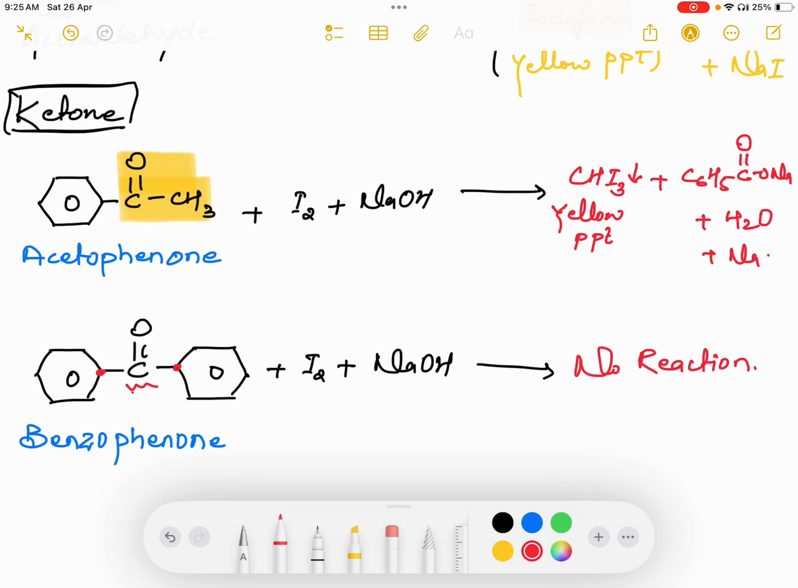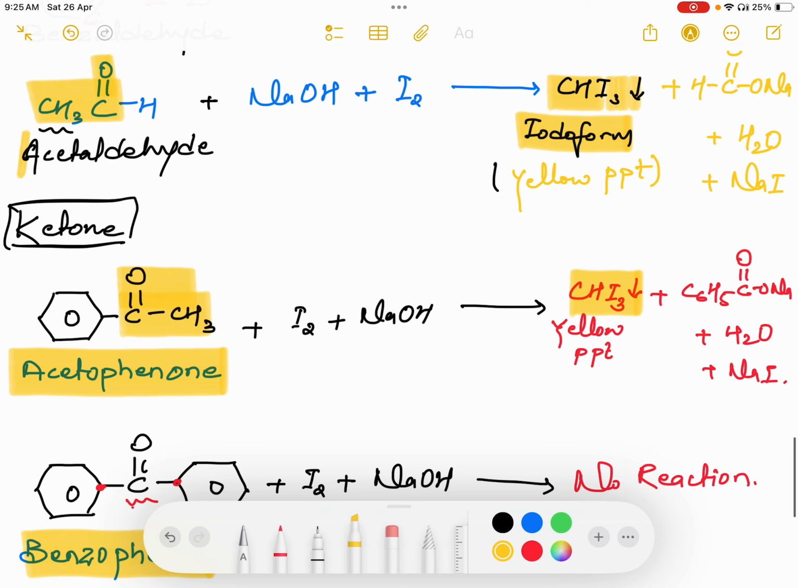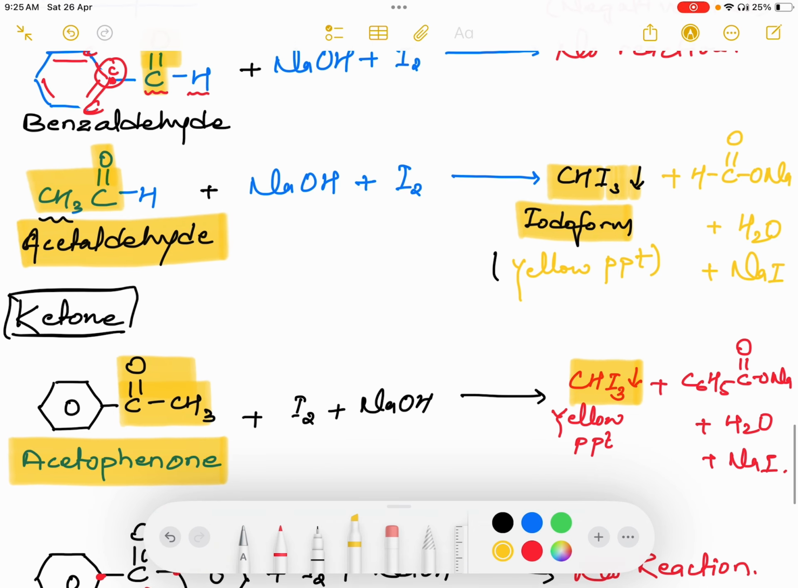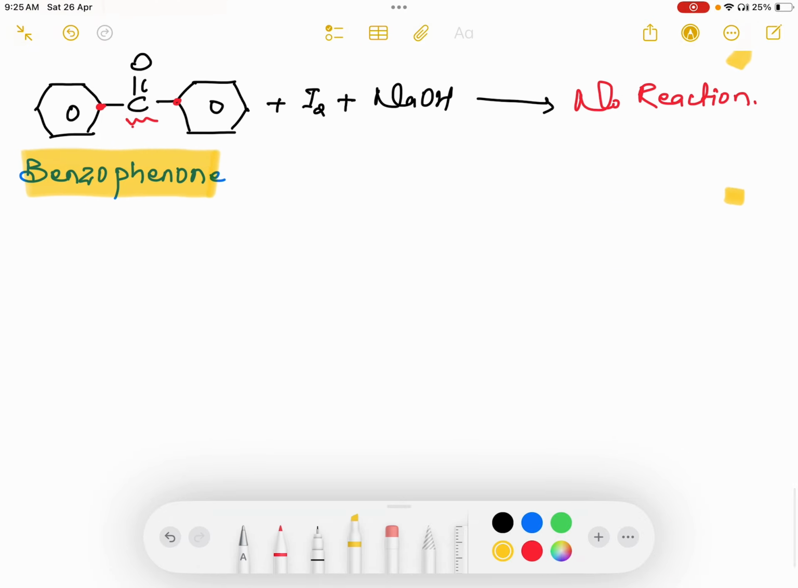So simply, what am I trying to say is that over here acetophenone gave the positive test but benzophenone gave the negative test. Before this, acetaldehyde gave the positive test but benzaldehyde gave the negative test. So you need to mark all this. Kindly study it properly, hear it properly. I hopefully believe that you will be able to understand.